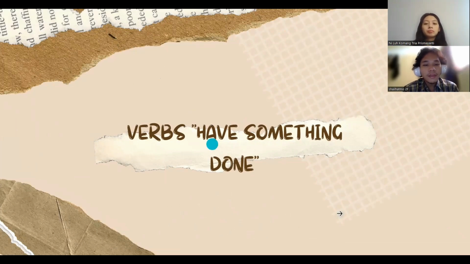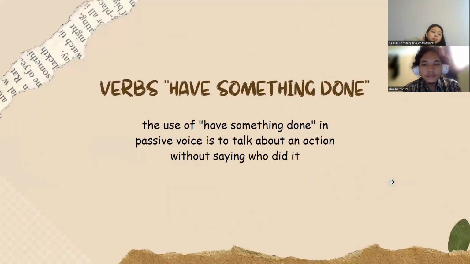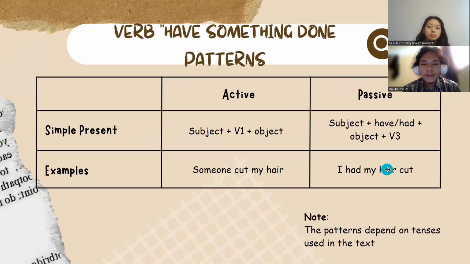Okay, verbs have something done. The use of have something done in a passive voice is to talk about an action without saying who did it. Next. Verb have something done patterns.